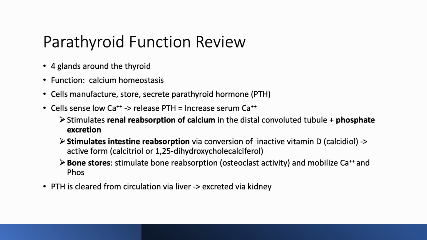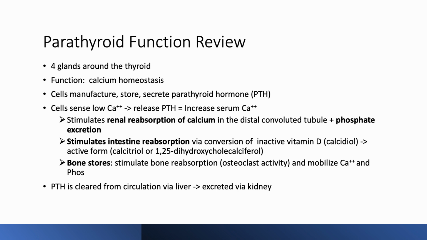So PTH aids in regulating the homeostasis by increasing calcium absorption from the intestine by stimulating the formation of active vitamin D. It also stimulates renal resorption of calcium in the distal convoluted tubule of our kidneys, and simultaneously phosphate excretion. And then it, of course, can actively recruit calcium from bone stores, so it will stimulate that osteoclast activity and mobilize calcium.